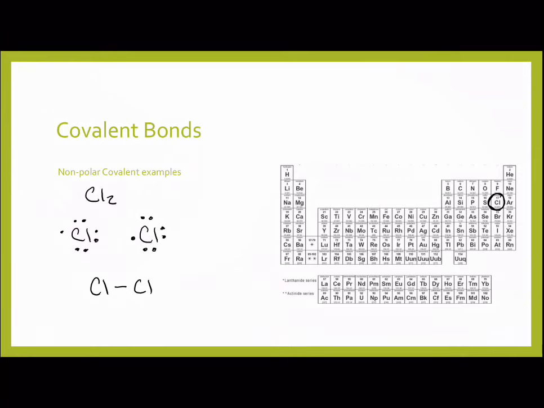Then we can draw a line between the two chlorines to show that there is a bond. And then we'd put the rest of our electrons around the outside of each of those chlorines. Since these are the same element, we know that they're going to have the same electronegativity.